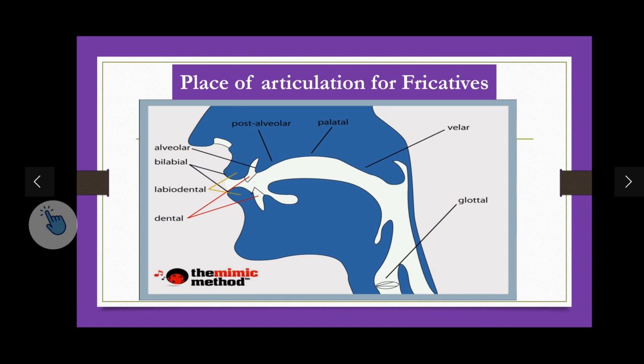It was all about fricative sounds. What is a fricative sound? We talked about place of articulation, we talked about manner of articulation, and we have given you examples.